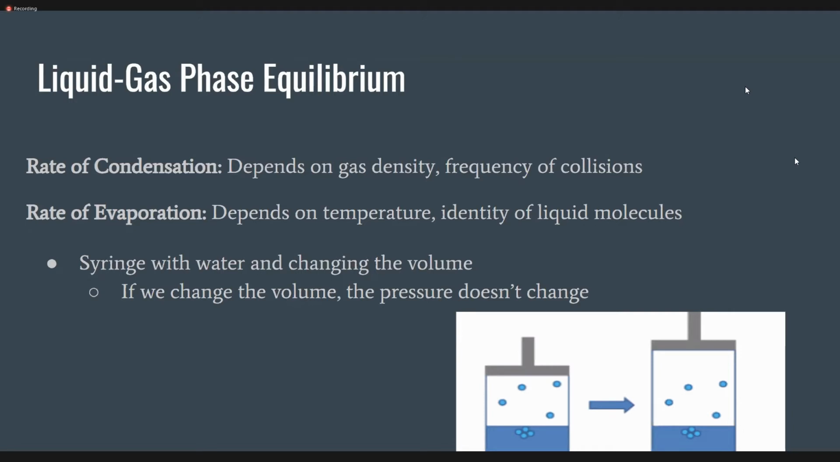Someone said, I'm kind of confused as to why decreasing the volume doesn't ultimately increase both the rate of evaporation and condensation. I understand why pressure stays the same though. Okay, so the main factor that affects the rate of evaporation is temperature. So if we're not changing temperature, we're not changing the rate of evaporation. So decreasing the volume of the gas above the liquid shouldn't change the rate of evaporation, because we haven't changed the temperature at all.